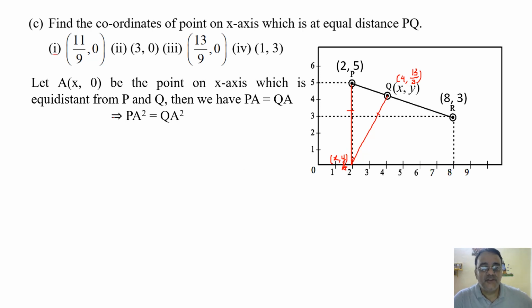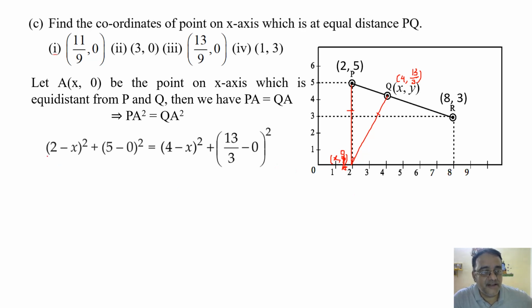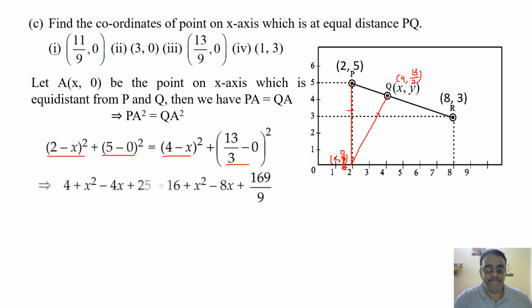Right. So PA square will be (2 minus x) whole square plus (5 minus 0) whole square, as the y coordinate is zero, and (4 minus x) whole square plus (13/3 minus 0) whole square. This is the right hand side. Now we will open the brackets: 4 plus x square minus 4x, and this is 25. This will be 16 plus x square minus 8x, and this will be 169/9.